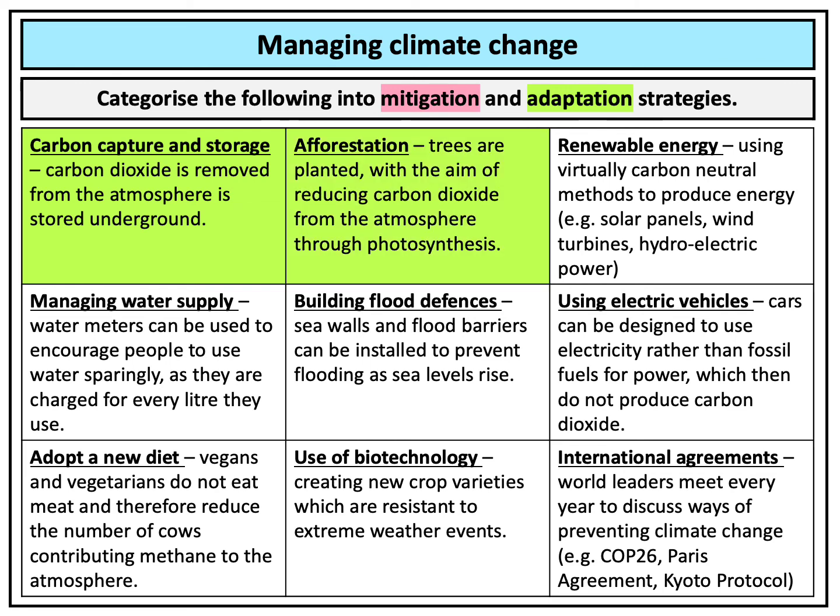Afforestation, again, that is an adaptation strategy. So trees are planted with the aim of reducing carbon dioxide from the atmosphere through photosynthesis. So if you employed this strategy, you are acknowledging that carbon dioxide is continuing to be produced, so therefore you need more trees to be able to take that in and produce oxygen with it. So that is an adaptation because you're not stopping the production, you're just managing the production.